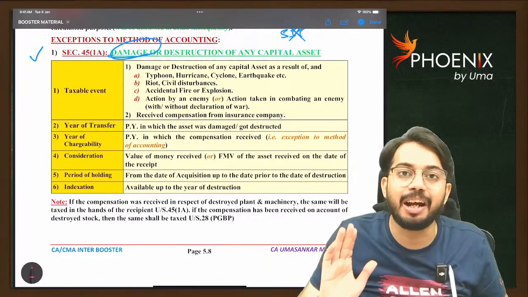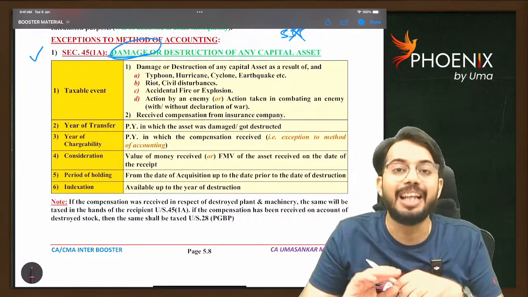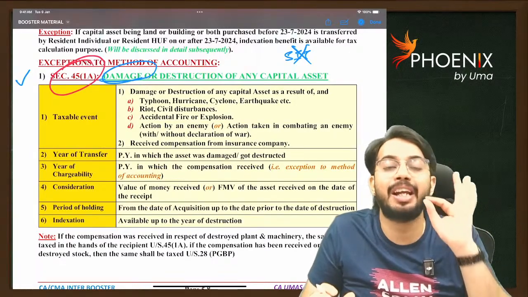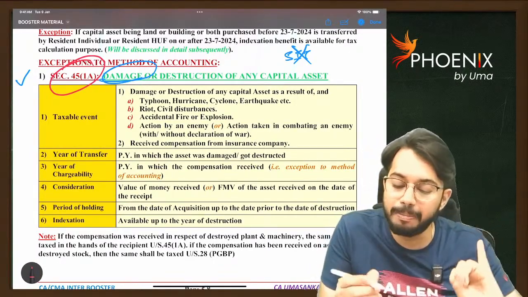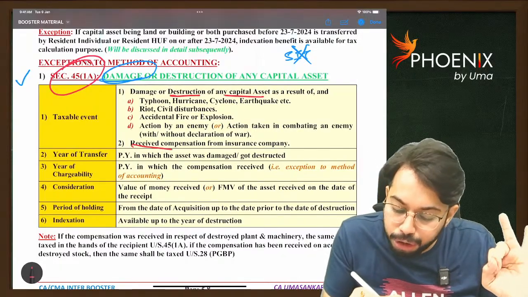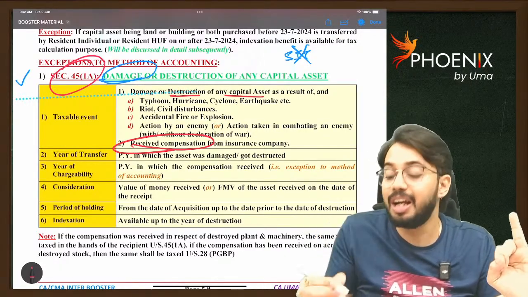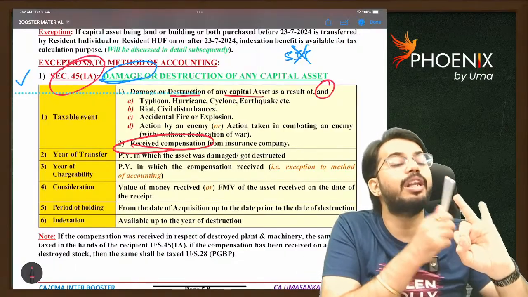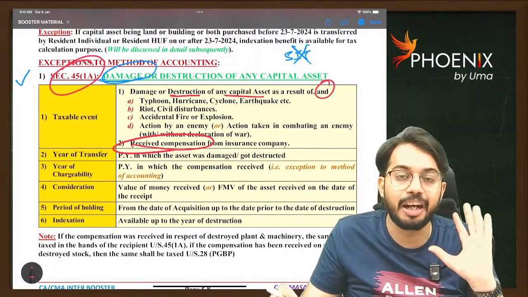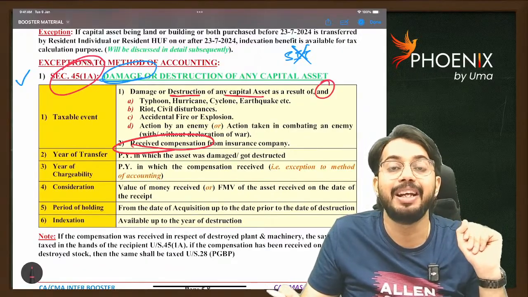If you do not get income, don't calculate capital gains. That means in case of section 45(1A), if you want to calculate capital gains, first there should be destruction of capital asset. Second condition, you should receive compensation. The conjunction is "and". Both the conditions are required to be satisfied, then only capital gains will be calculated. Otherwise capital gains will not be calculated.